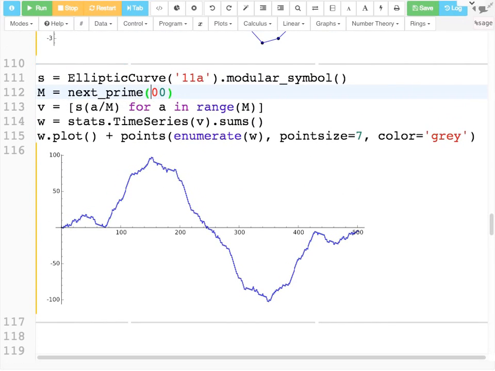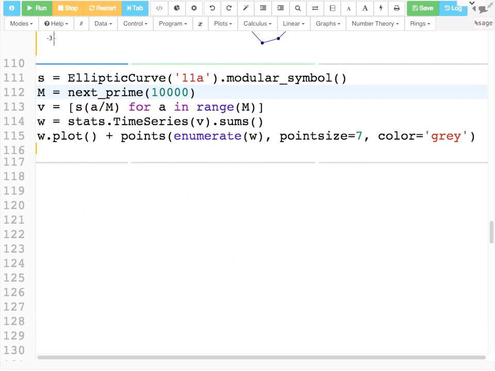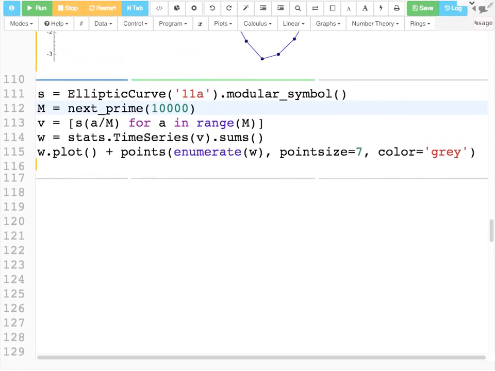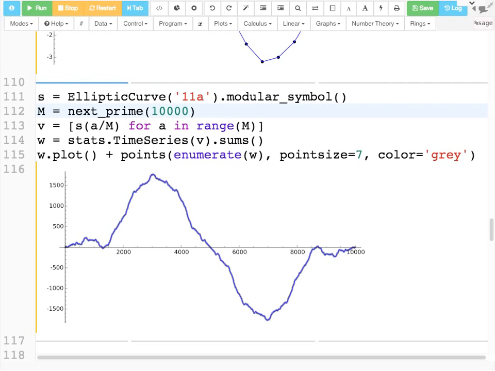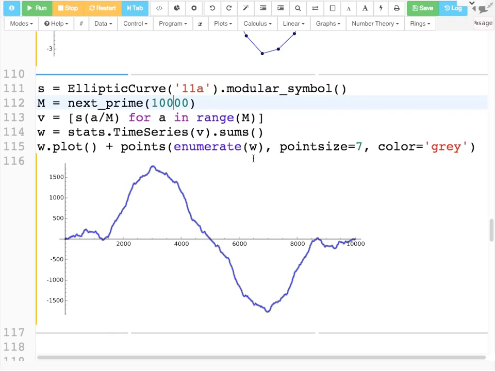Maybe just push this a little further. 10,000. It starts to get slow this way, so I wrote some more efficient Python code for computing the same thing that's dramatically faster, actually. But this is what it looks like. It just looks exactly the same as you increase the value of m.